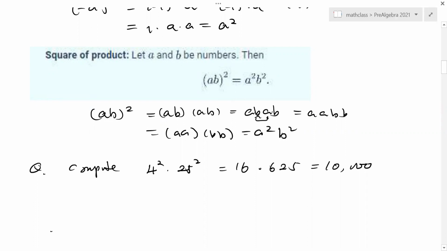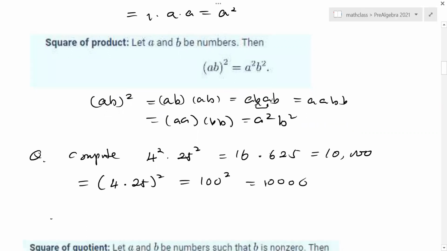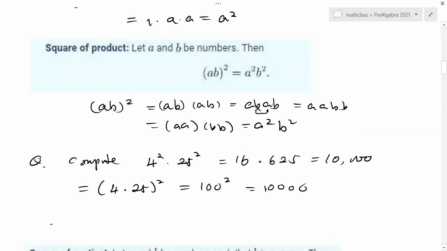If you use the above formula, which we call the square root product formula, then this is going to be 4 times 25, squared. And 4 times 25 is a special number. It's 100. So it's going to be 100 squared, which is 10,000. That is a much better way to calculate 4 squared times 25 squared.